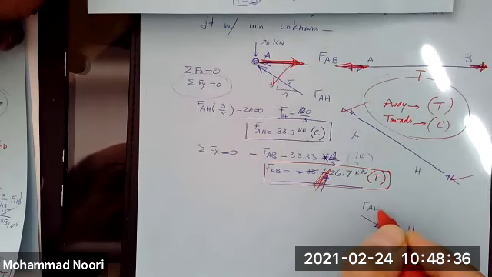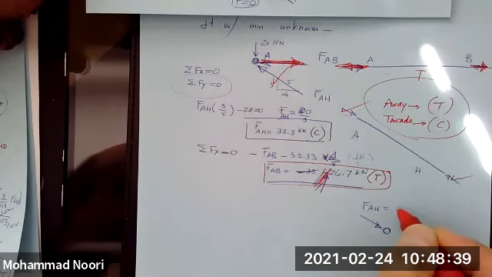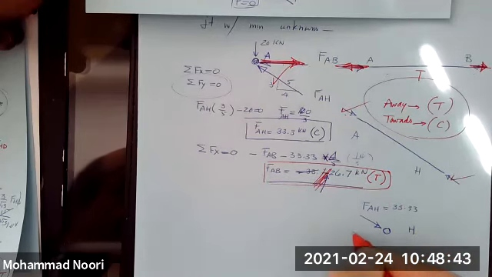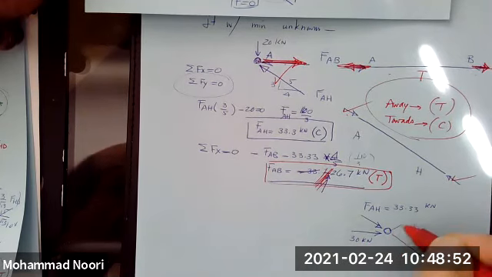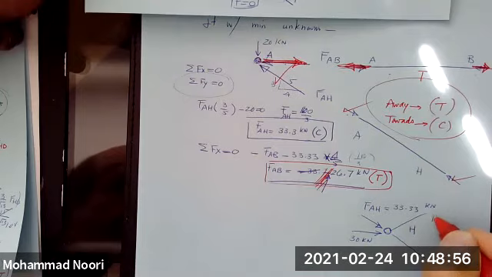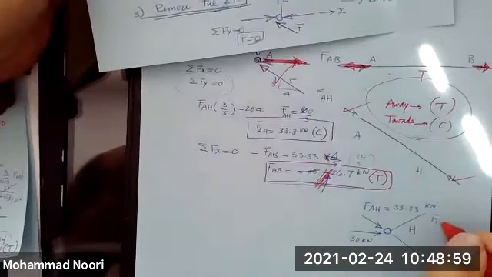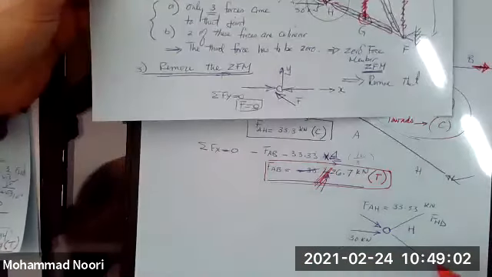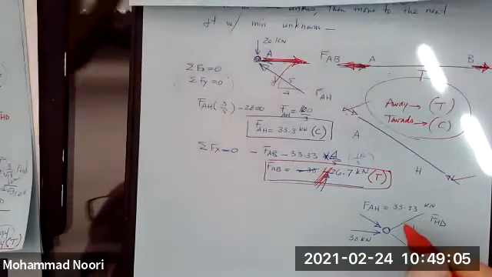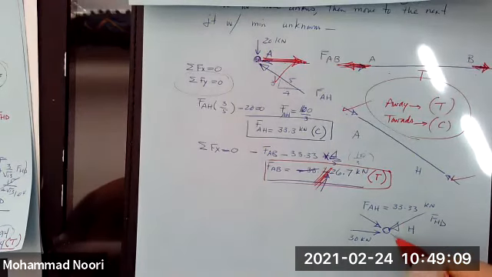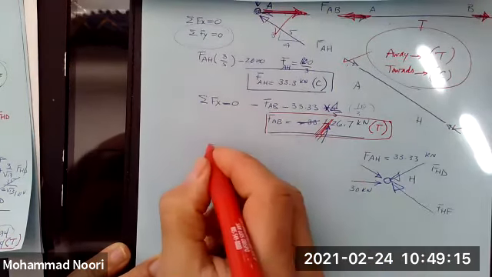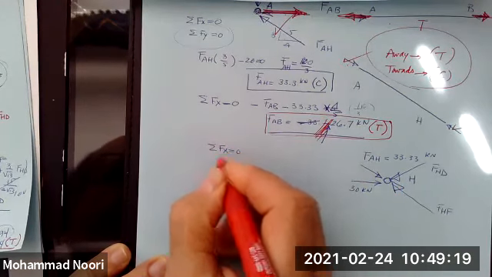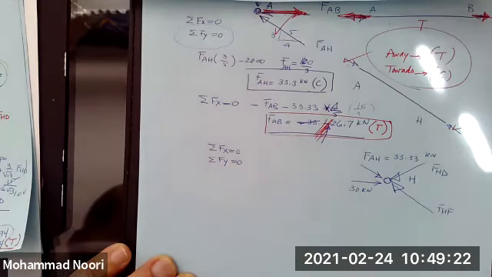This is member FH, which we found; that was 33.33. This is an applied load of 30 kilonewton. How about this member and this member? This is member HD, and this is member HF. Again, you can assume any direction you want. Let's assume both of them are this way. And now you have to write equations of equilibrium again to solve for these two unknowns.